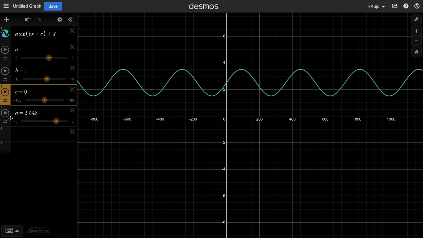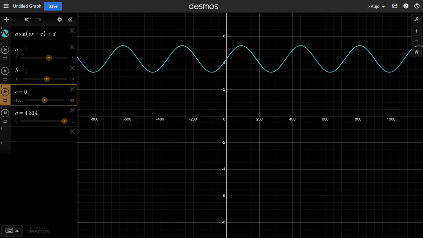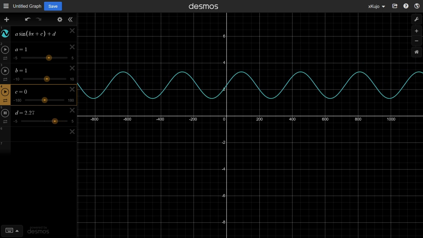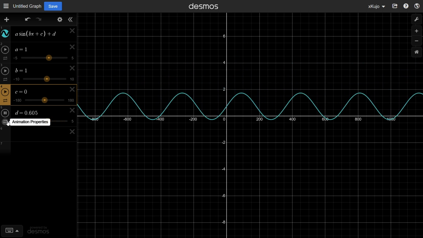It is noteworthy that a and b change the structure of the curve, as you can see from here already, whereas c and d have no effect on the structure and only shift the curve. Let us sketch a graph by ourselves now. Let's say we need to sketch y equals 3 sine (3x plus 45) plus 6.